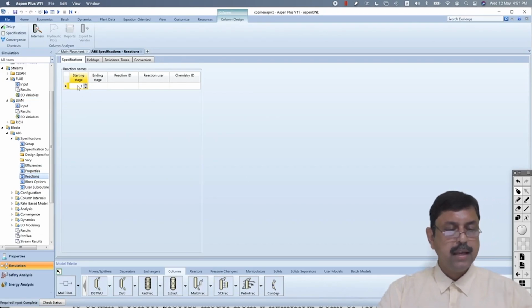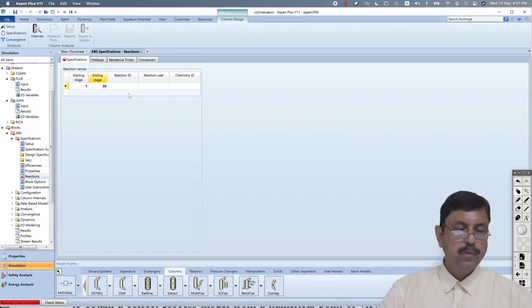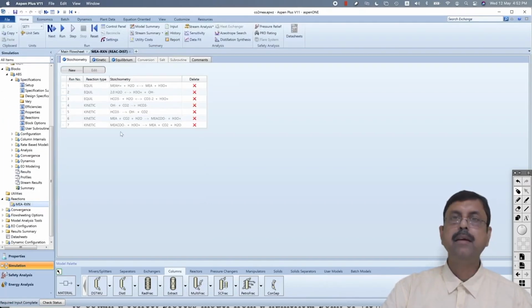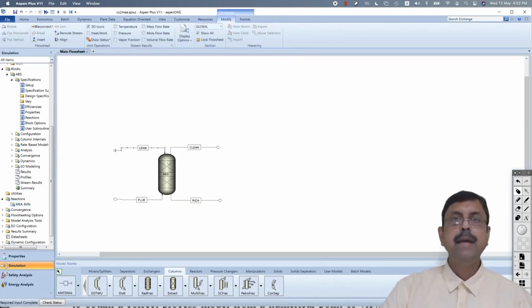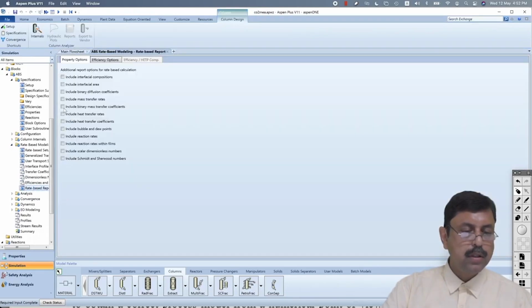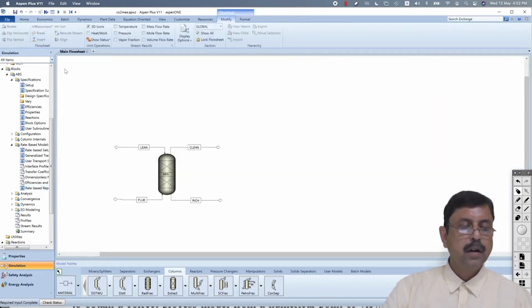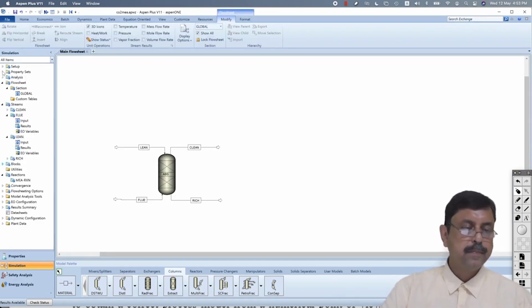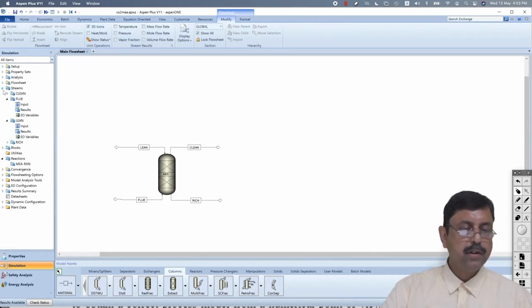So we will say stage 1 to stage 30, we will have reaction ID of amine reaction. Amine reaction has been defined over here. This is the amine reaction; a few minutes back I told you. So that amine reaction will be active from stage 1 to stage 30. And also, in rate-based modeling, we include the mass transfer rate in the report option. Okay. Now run it once again. Okay. Now it has converged. So we are happy that we have a converged solution.